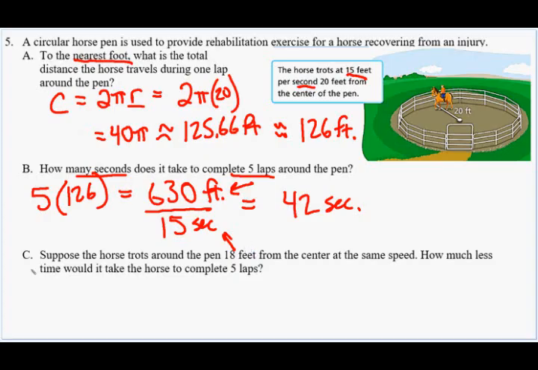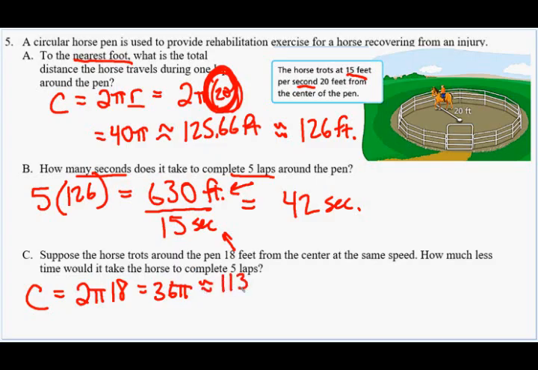All right, let's see part C. Suppose the horse trots around the pen 18 feet from the center at the same speed. How much less time would it take to complete 5 laps? So we're going to need a new circumference based on our new radius. So we're going to do 2 times pi times r. Up here it was a 20, but now it's going to be an 18. So that's going to be 36 pi, which is approximately 113.1 feet per lap.